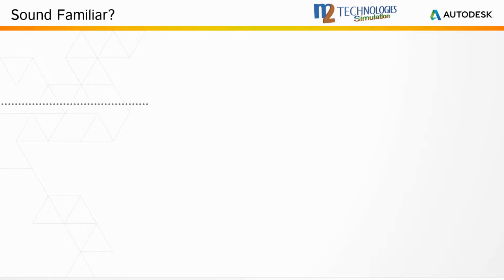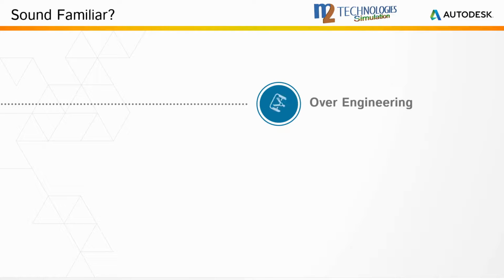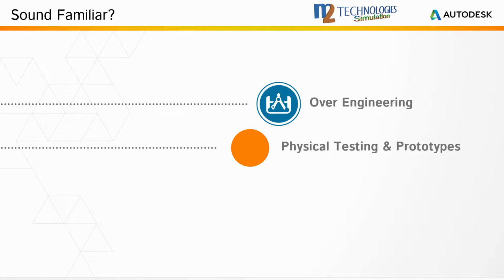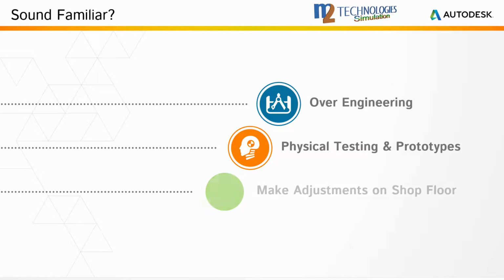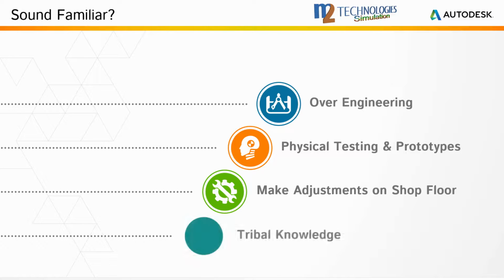Some of the most common methods employed to prevent machine failure include over-engineering the design, which adds to cost. Excessive physical testing and prototypes, which adds to costs. Making adjustments and changes on the shop floor before shipping your machine to the end customer, adding to costs and delivery time. And leveraging prior experience and knowledge, which makes manufacturers over-reliant on specific individuals. Today we are highlighting the benefits of another method, called simulation.